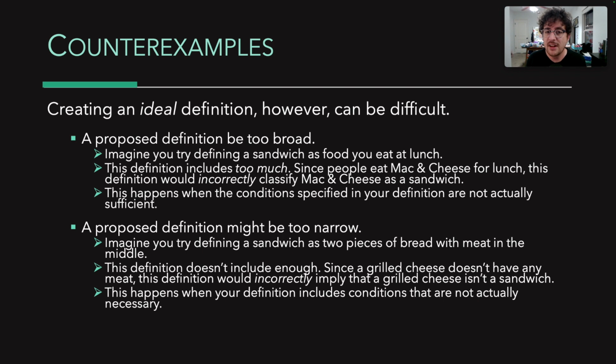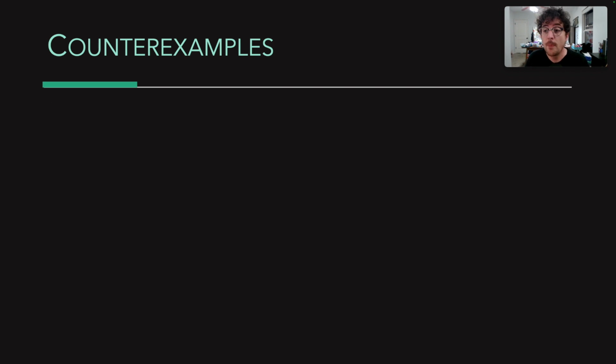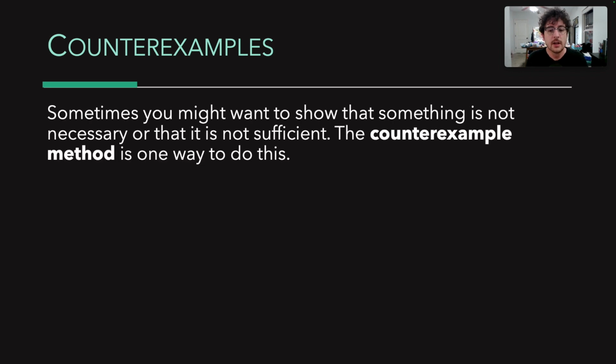And so this kind of mistake happens when the definition you try to give includes conditions that aren't actually necessary. Having meat between the 2 slices of bread is not actually necessary for something being a sandwich. Because we can make these mistakes when we try to define certain ideas or concepts, we might want to show someone that they've made a mistake, or we might want to discover our own mistakes. Now, you can do this by trying to show that something in that definition is not necessary, or by showing that the conditions aren't actually sufficient.